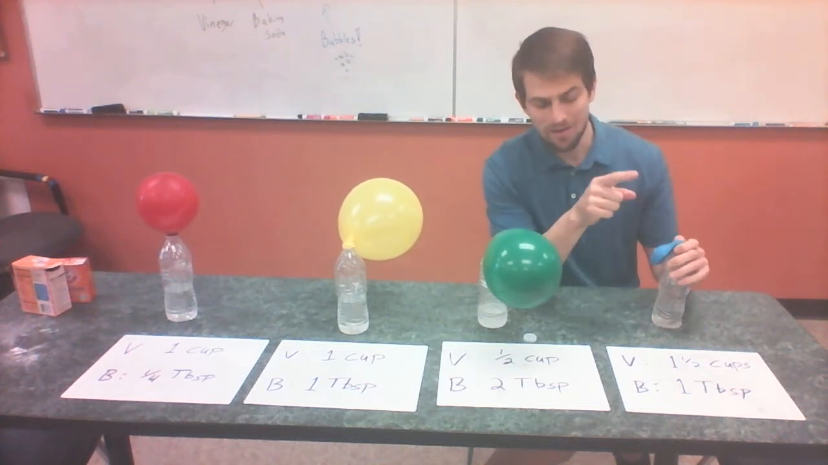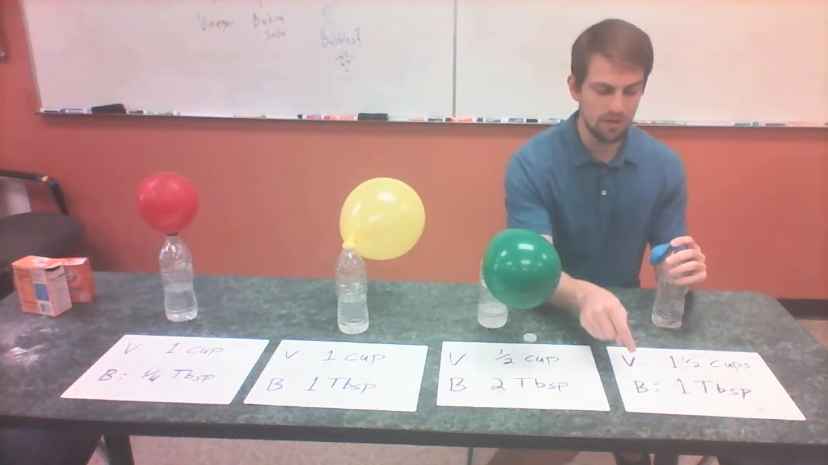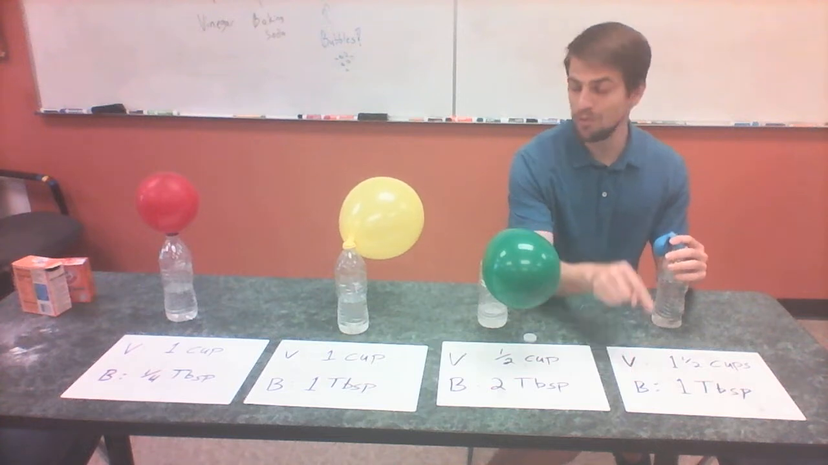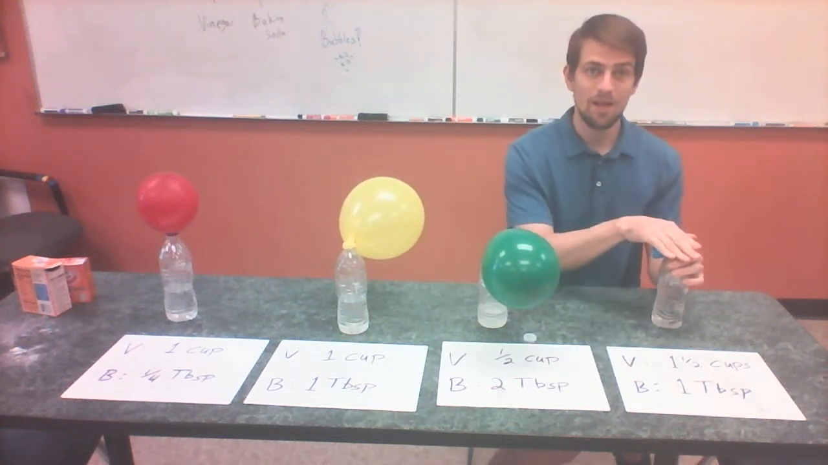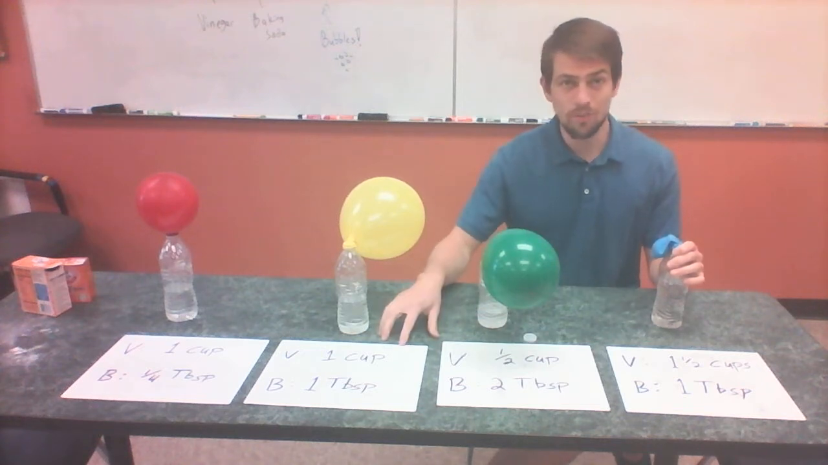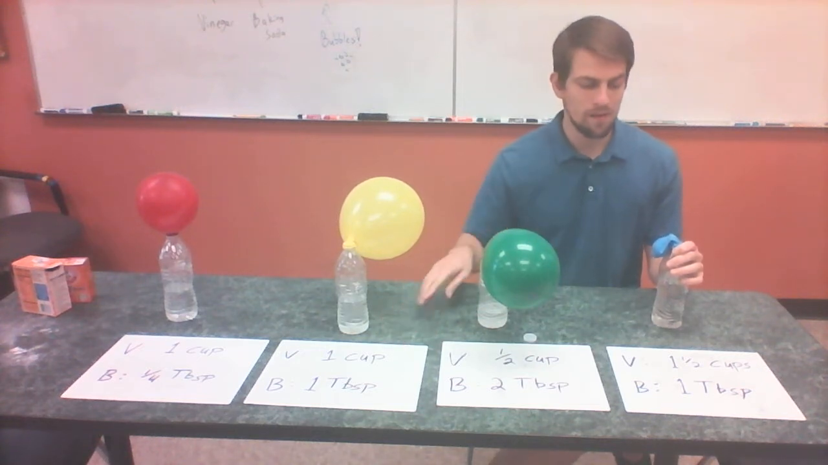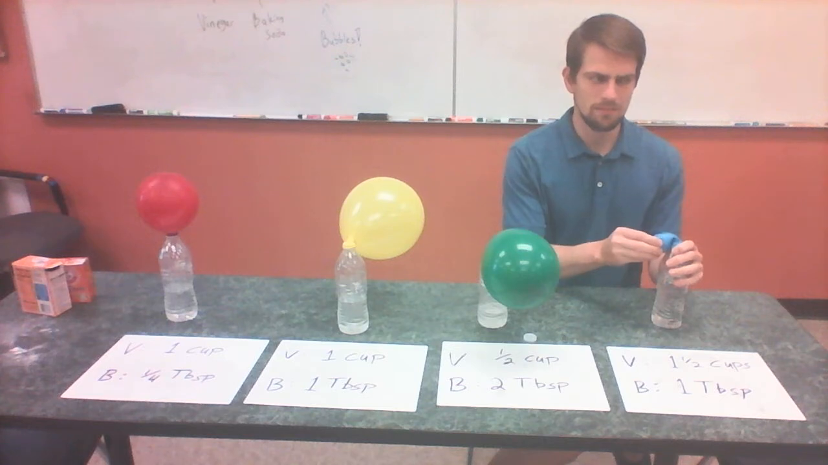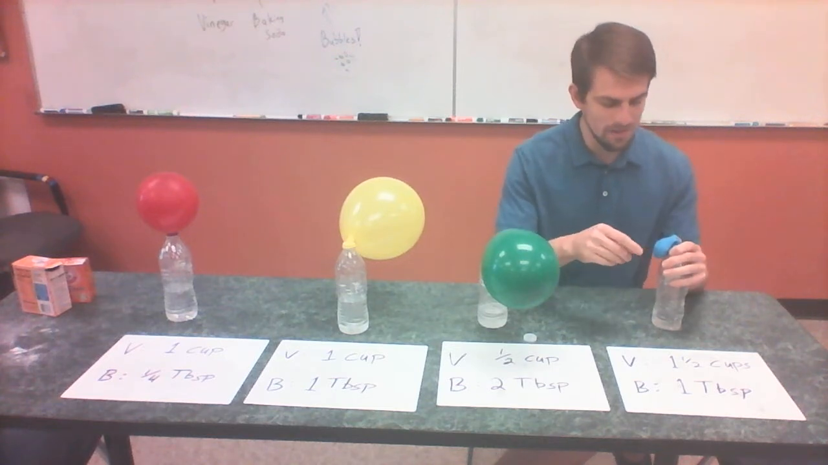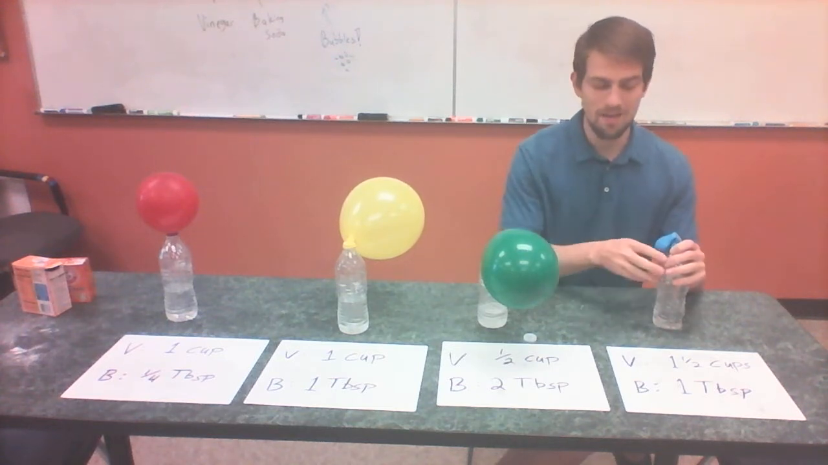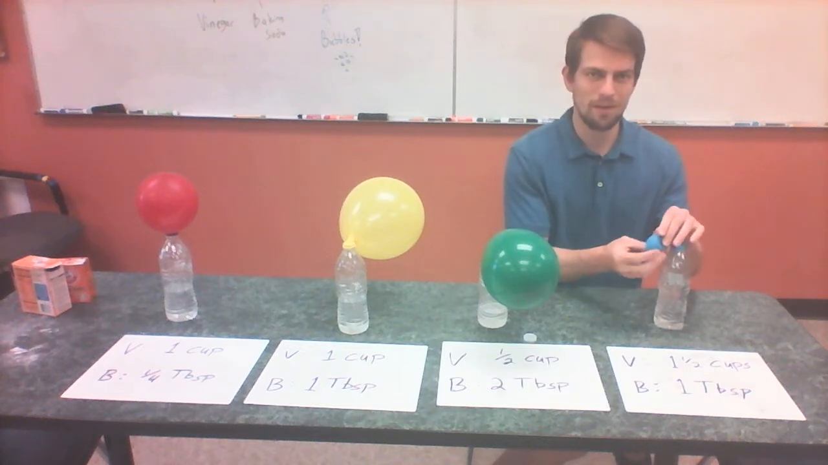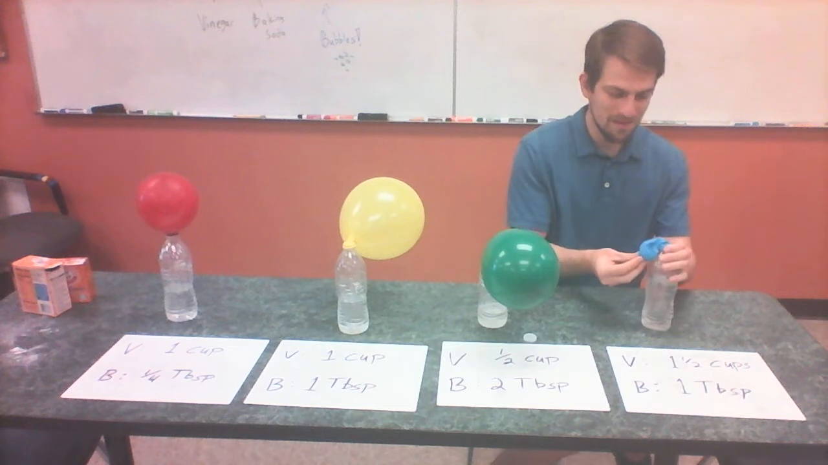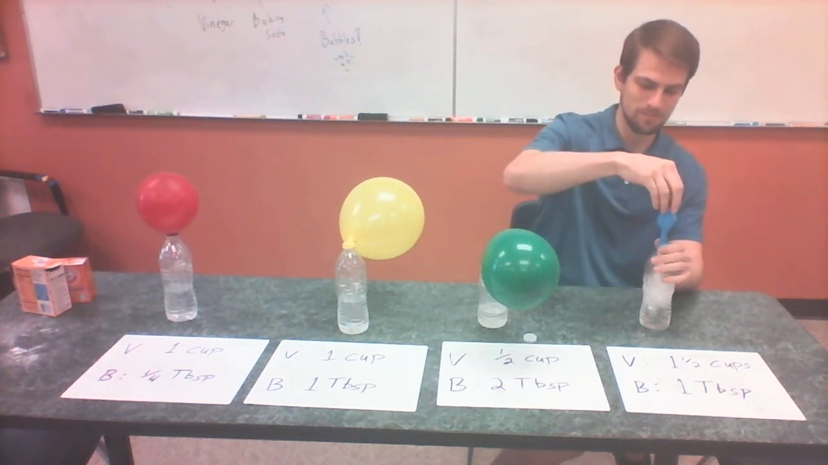Actually, before I do that, if baking soda was what ran out first, then we would expect the balloon to be the same size. So if the balloon is bigger, then that means that the vinegar was the limiting reactant. If the balloon is the same size, that means that the baking soda is the limiting reactant. I think I may have messed up a word earlier, but here we go.